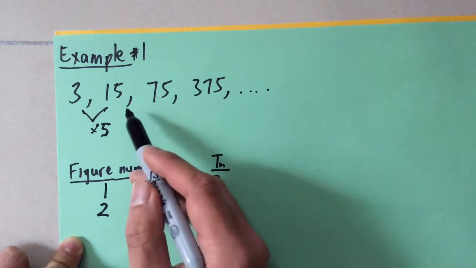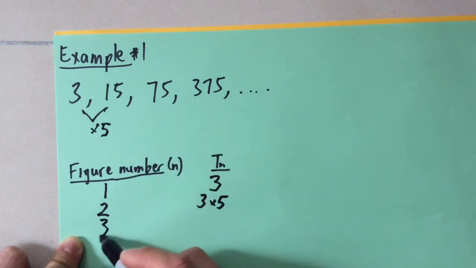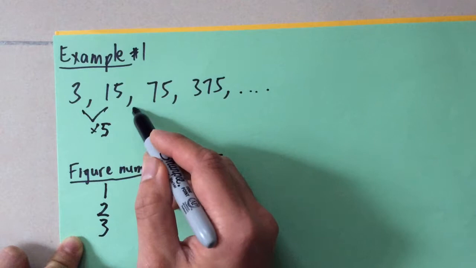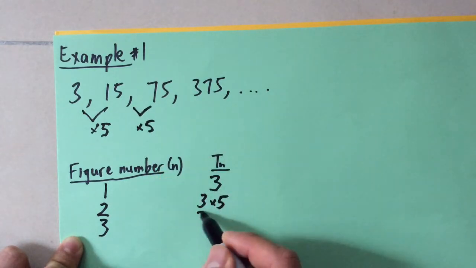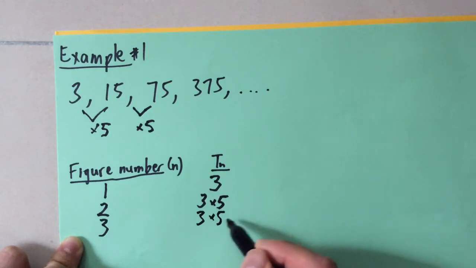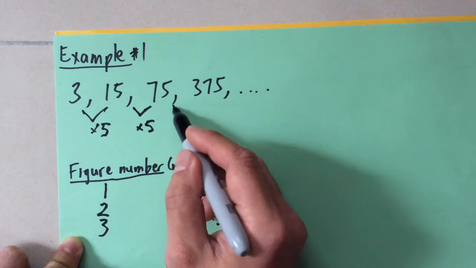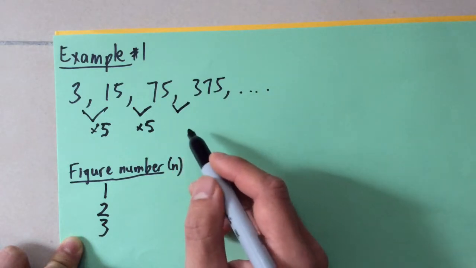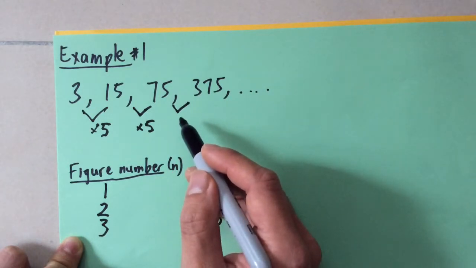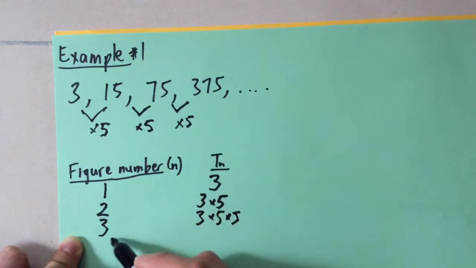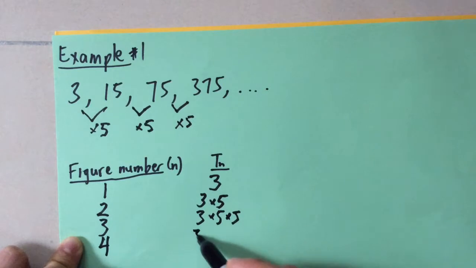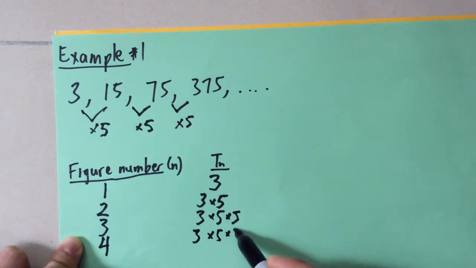Now, when we go from 15 to 75, when we go to our third term, we also know that it's multiplied by 5 because 15 times 5 is 75. So we can write this as 3 times 5 times 5. Okay. Lastly, we're going from 75 to 375. Same thing, we're multiplying by 5. Okay. And t4 is just 3 times 5 times 5 times 5.